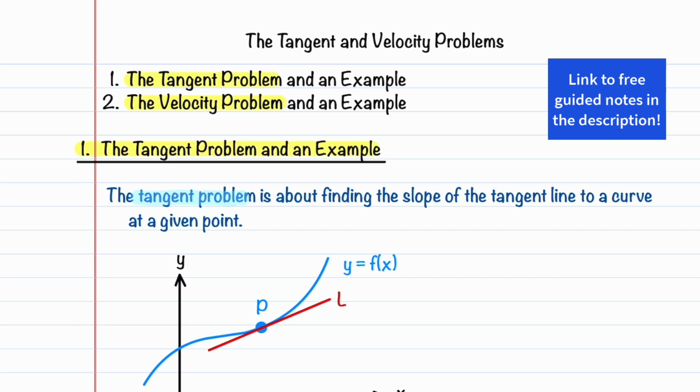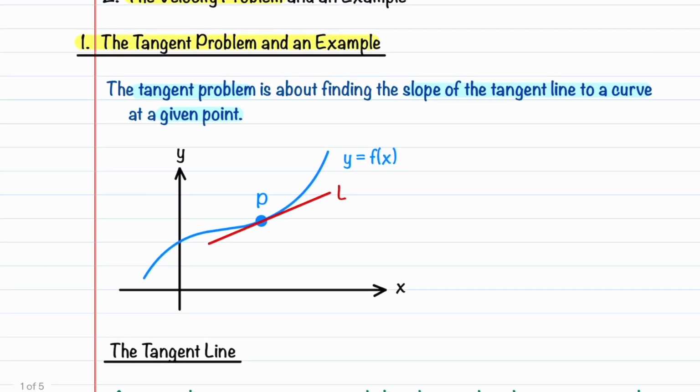The tangent problem is about finding the slope of the tangent line to a curve at a given point. In this graph, we have a function y is equal to f of x, and we want to find the slope of this tangent line at point P.